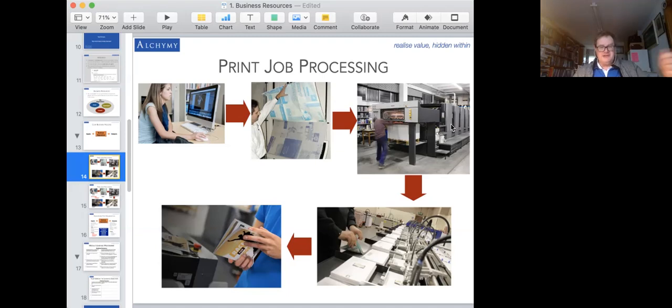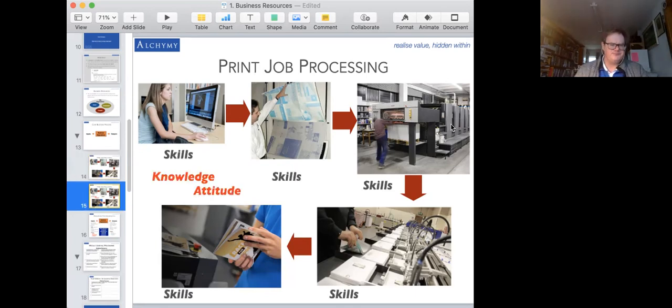So that's our piece done. We've done all of this work, and now it's over to you to do what you want with the output. Okay, so that might be a standard operation for a printing business.